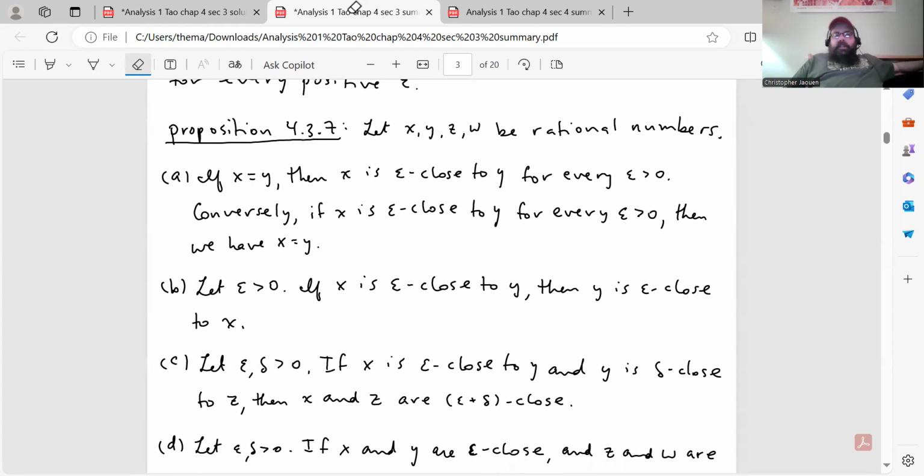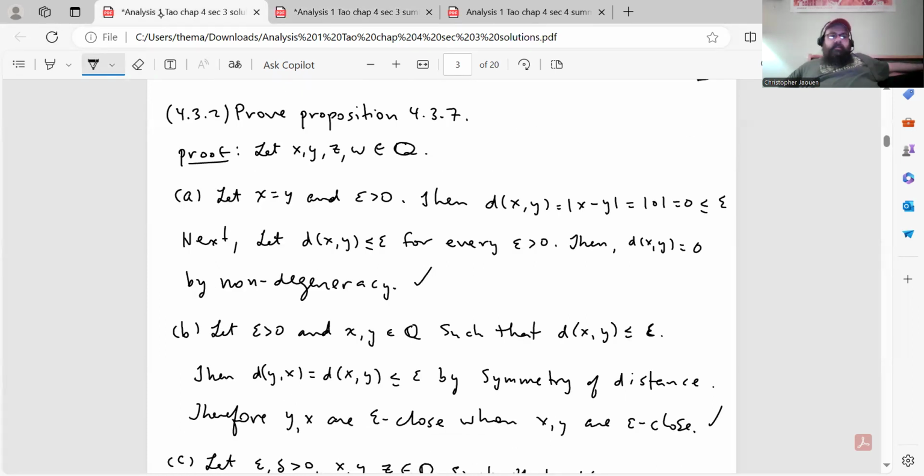So let x, y, z be rational numbers. Again, we'll just prove it case by case. So part A is if x equals y, then x is epsilon close to y for every epsilon greater than 0. Conversely, if x is epsilon close to y for every epsilon greater than 0, then we have x equals y. So let's do that one first.